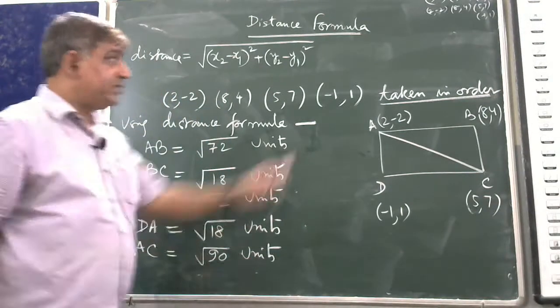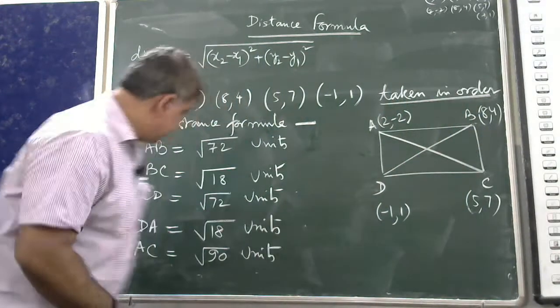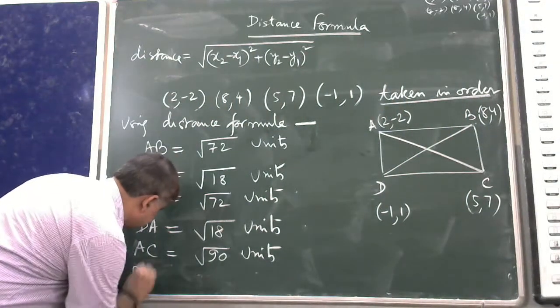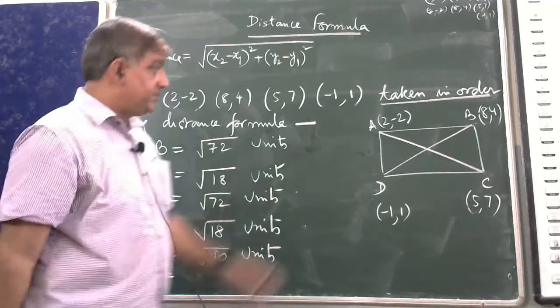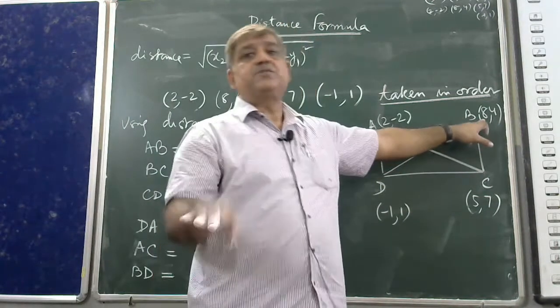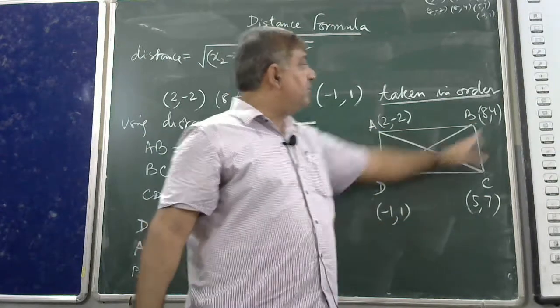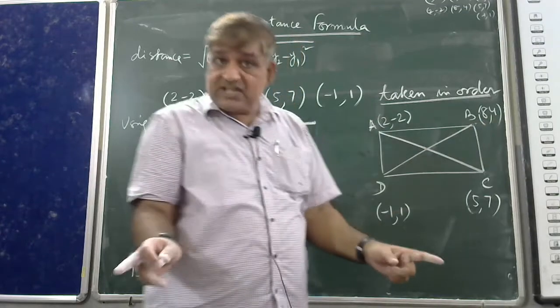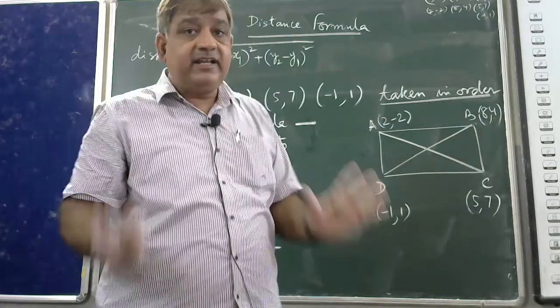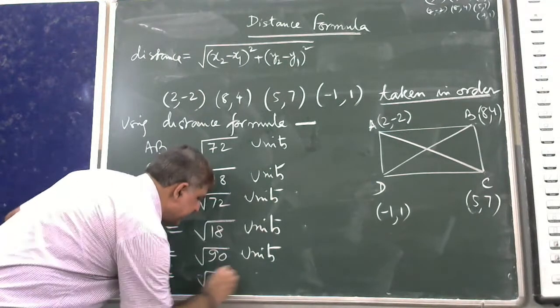Again, try to find out the length of diagonal BD. This length, BD, apply the same formula. What you will get? For BD, minus 1 minus 8, that is minus 9, whole square, 81. Again, 1 minus 4, that is minus 3, whole square, that is 9. So, 81 plus 9, that is 90. Again, BD is root 90 units.